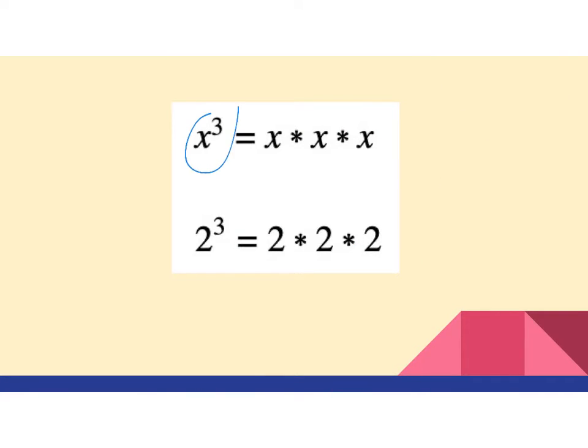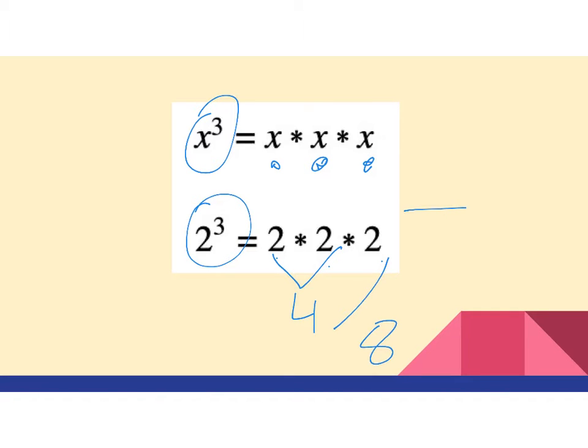X to the third power is the same as x once, twice, three times. X times x times x, three times. So we take a look here. 2 to the third. It's 2 times 2 times 2, three times. 2 times 2 is 4. Times 2 is 8. So remember, it's not 2 times 3. Exponents are not the same as multiplying the base times the exponent. It's the base times itself, by the exponent. So whatever the exponent is, that's how many times the base is being multiplied by itself.